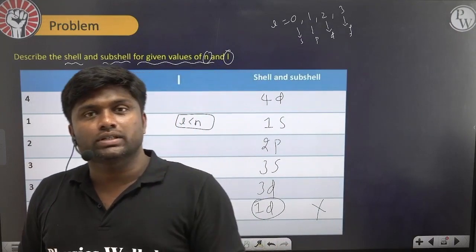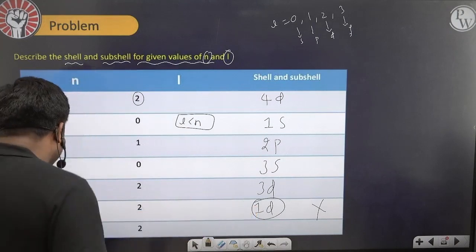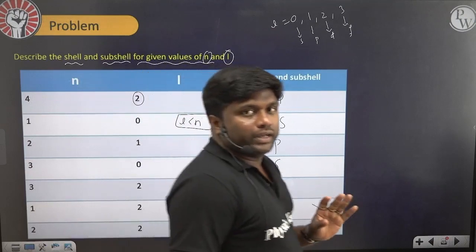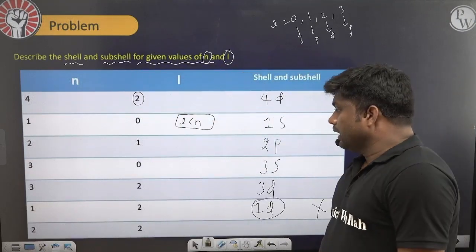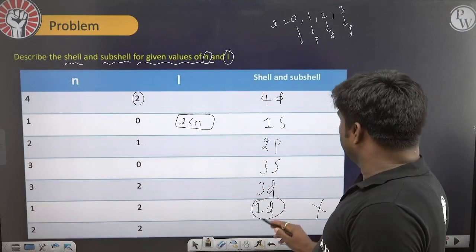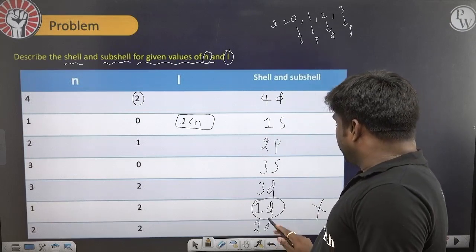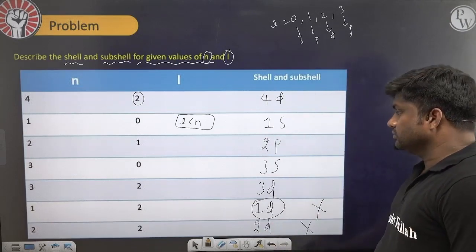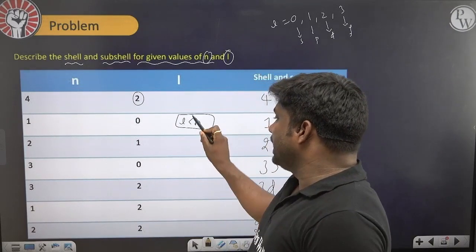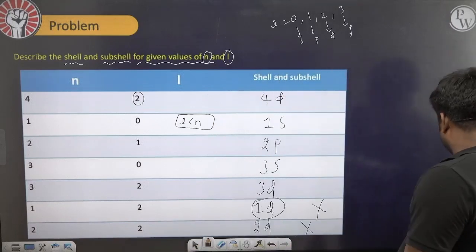Which of the following sets of quantum numbers are not possible? This type of quantum number set is not possible. If your N value is 1, L value cannot be 2. And next, N value 2, L value 2. N value 2 means second shell, and L value 2 means 2D. Is 2D possible? No. L value should be 1 less than N. L value should always be less than N value. Okay. Next question we'll see.